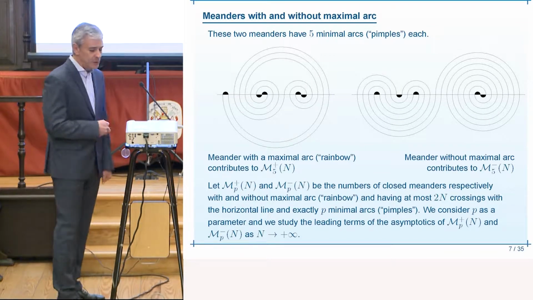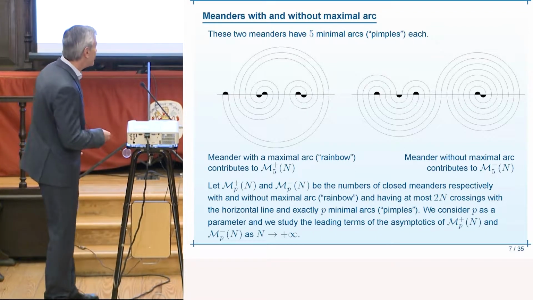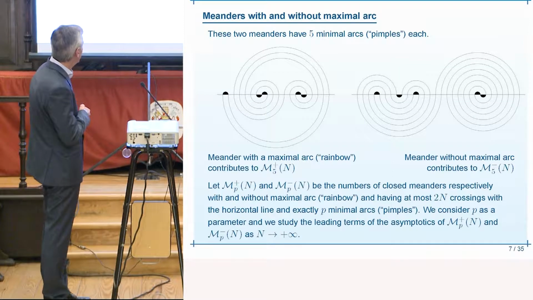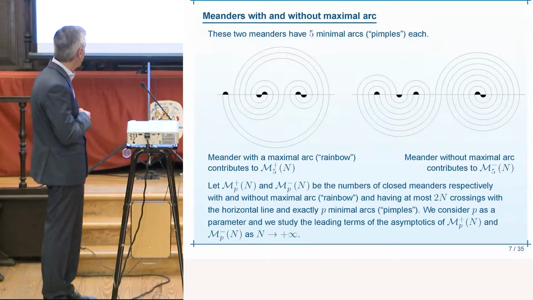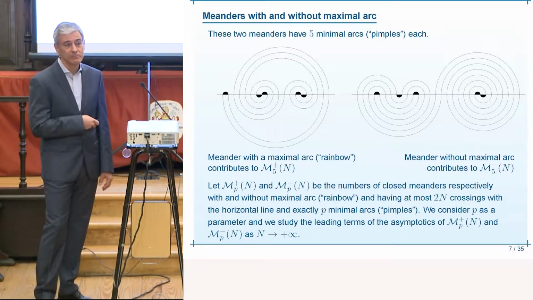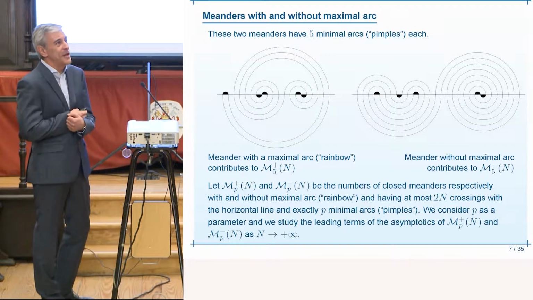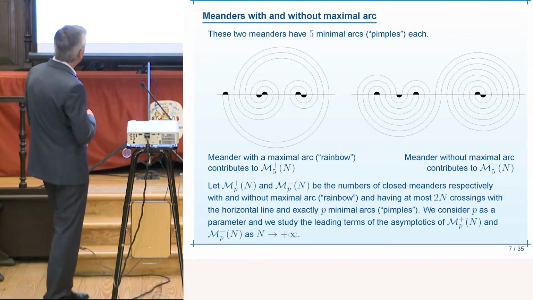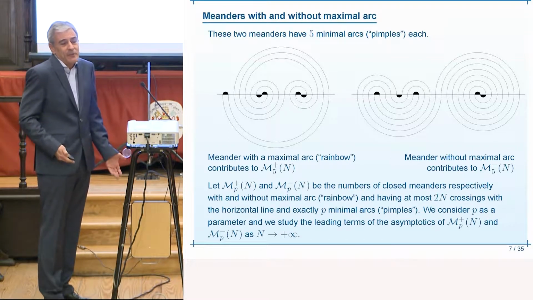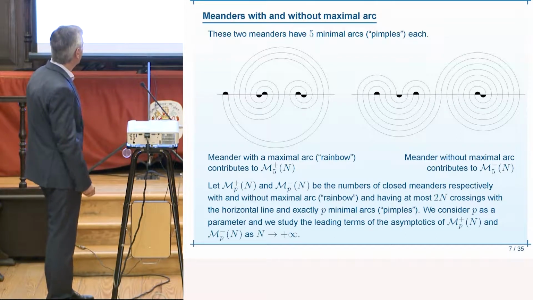So again, a question. What is your expectation? I fix P equal to 5 here and P equal to 5 here. So whether this number would be larger or that number would be larger. If you are forced to give an answer just without thinking, you say, here we have an extra constraint, right? One might have fewer meanders of this type. Again, this is sort of counterintuitive.